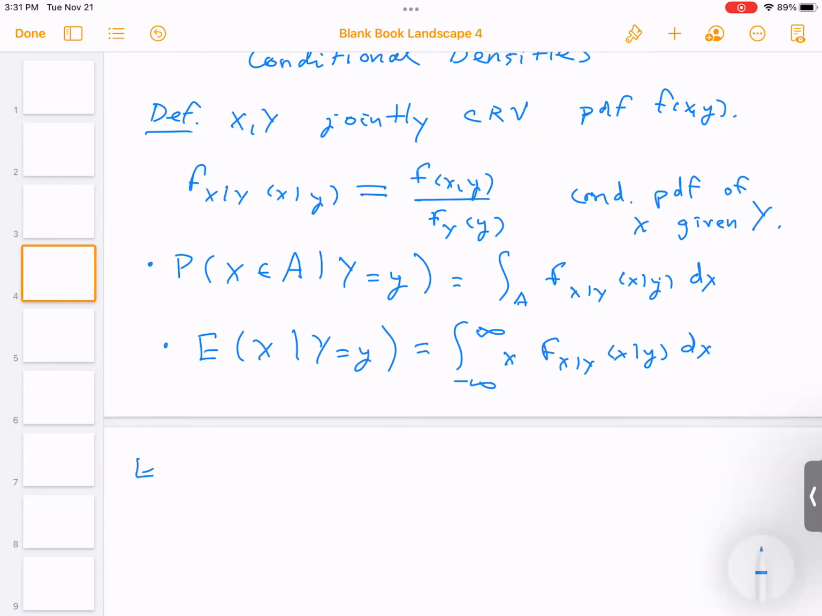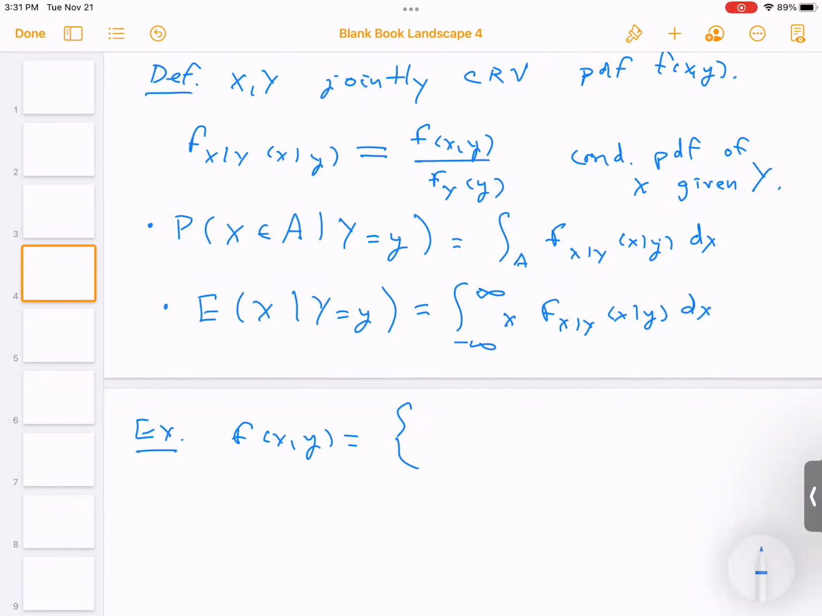So, example: suppose X and Y are jointly continuous, with f x y equals, say, k times x squared times x plus y, for x and y both between 0 and 2, so a square in the xy plane, and 0 outside of that. Is that a K in front? Yes, it is a K.